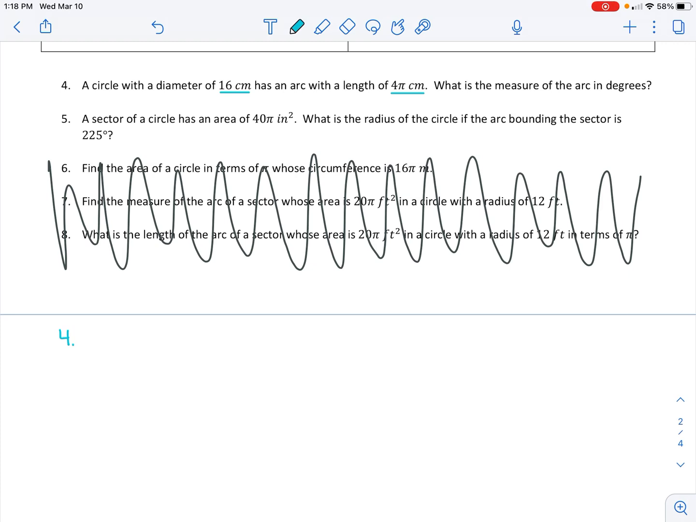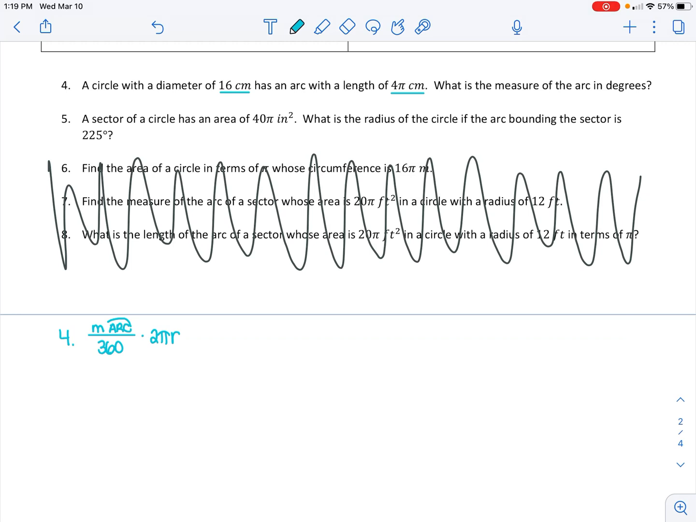Anytime we're talking about arc length, we're talking about the measurement of an arc over 360 times 2 pi r. So that's our arc length formula. In this case, we need to know what the radius is, and we're trying to find what the arc measure is.